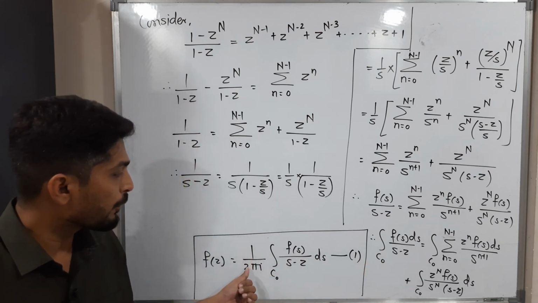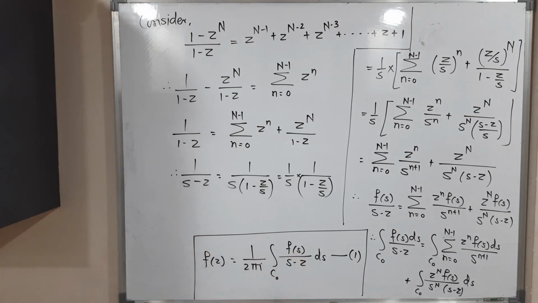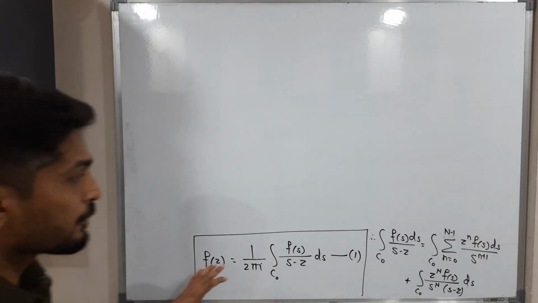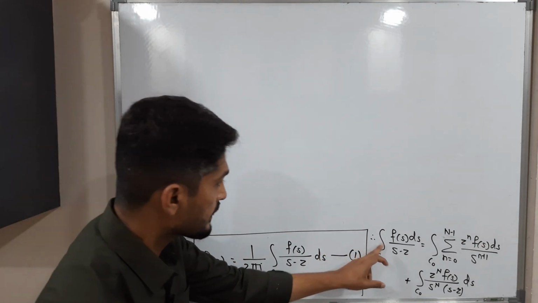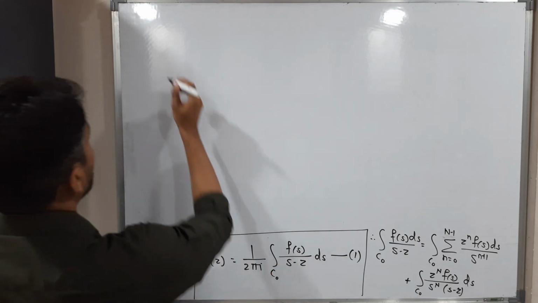Simply, 1 upon 2 pi i is also there. So let us multiply both sides by 1 upon 2 pi i. But there is no more space to write. Make a screenshot of it, then we will go further. So let us continue. Purposely I have kept this equation 1. So integration we have got, and we simply have to multiply both sides by 1 upon 2 pi i. So let us do that.